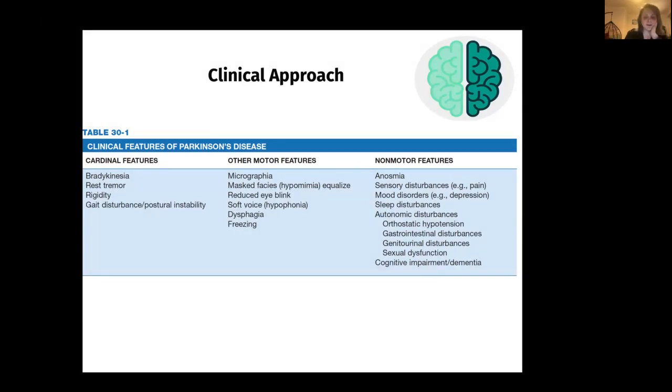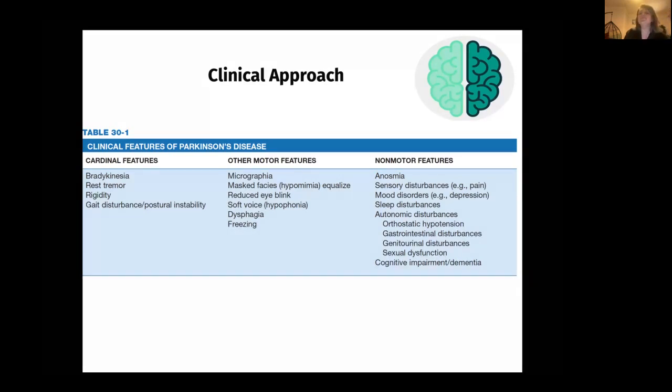So things like micrographia, where their handwriting becomes much, much smaller than usual, that is a very early sign. And masked faces, or what we call hypomimia. Basically, you'll see that they're barely making any facial expressions. They will have a reduced eye blink, and you'll find that their voice becomes a lot softer and very, very low in terms of pitch and volume, and that's what we call hypophonia. They might have some issues with swallowing solids or liquids and have dysphagia, and they will have freezing of gait, where it's very difficult for them to initiate the movement, and this is what we call freezing.